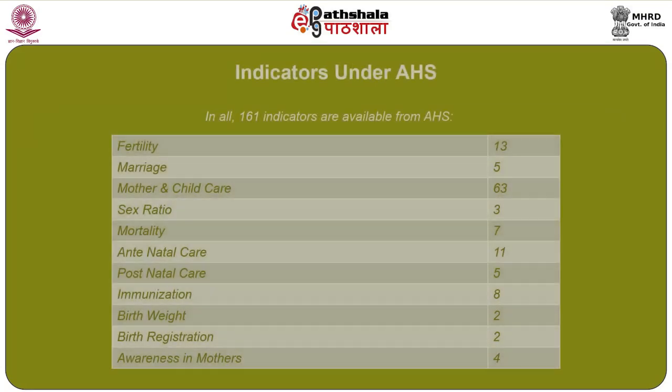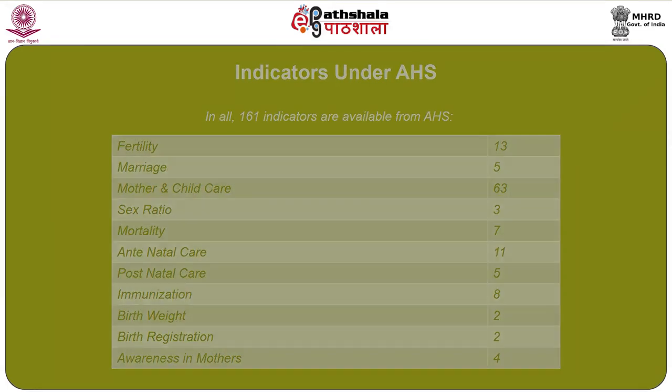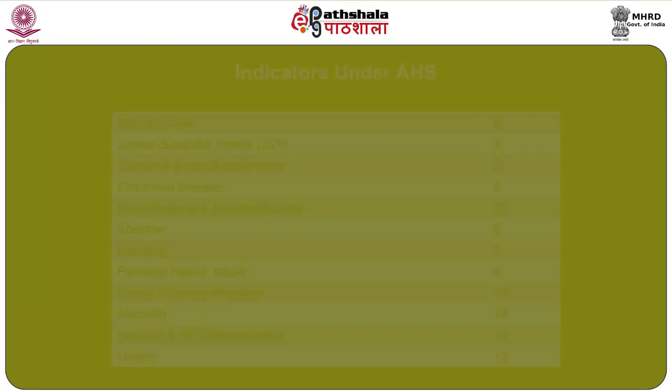The major indicators under annual health surveys: in all, 161 indicators are available from annual health surveys, which cover fertility with 13 indicators, sex ratio 3 indicators, marriage 5 indicators, mortality 7 indicators, mother and child care 63, antenatal care 11, postnatal care 5, Janani Suraksha Yojana 3, immunization 8, supplements 2, birth weight 2, birth registration 2, supplementation 12, awareness in mothers 4, delivery care 8, Janani Suraksha, vitamin and iron, childhood diseases 6, breastfeeding, abortion and practices, which constitute 6 and 15 respectively, disability 1 unit, personal habits, adults 4, household characteristics 13, family planning, morbidity 19 issues, and housing and others, which constitute 12. And 5 core themes covered.